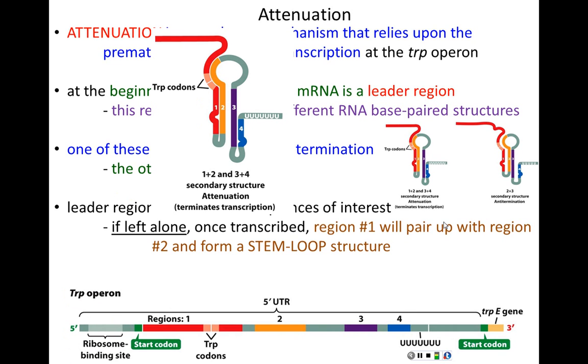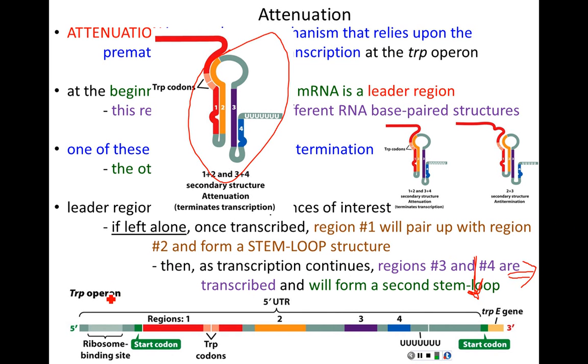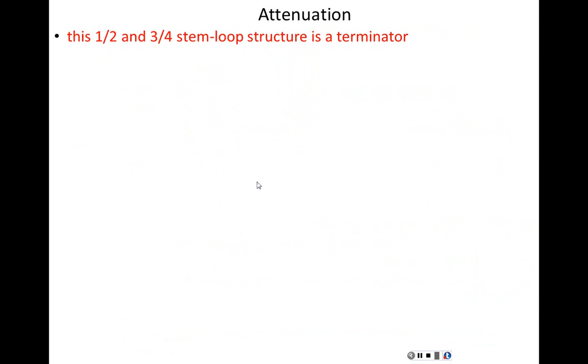The next region to be transcribed would be region 3, and the region after that would be region 4. And region 3 and region 4 can also base pair with one another the same way. And this 1 base pairing with 2 and 3 base pairing with 4 is responsible for premature termination. If this structure is allowed to assemble, transcription stops at that point and RNA polymerase falls off of the operon. Remember now, the structural genes, the genes that are important for trp biosynthesis, are off screen. We haven't even come close to transcribing those yet. So if we prematurely terminate transcription, if we fall off of the operon at this point, based on this structure forming, we never transcribe the rest of the operon, and we never translate those genes. So we call this 1 base pairing with 2, 3 base pairing with 4, stem loop structure, base paired structure, a terminator, because it terminates transcription.